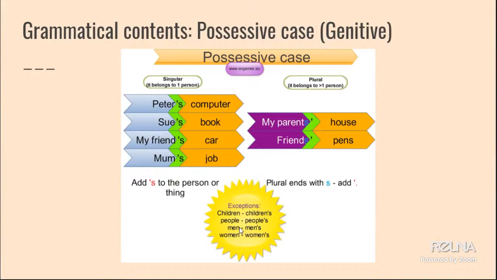Por ejemplo, están las exceptions que dice acá, que son plurales sin S. Children, people, men, women, son plurales irregulares. En este caso agregamos apóstrofe, ¿ya? ¿Por qué? Porque no terminan en S. Entonces, children's, people's, men's, women's. Children's clothes, people's clothes, men's clothes, women's clothes. All right?